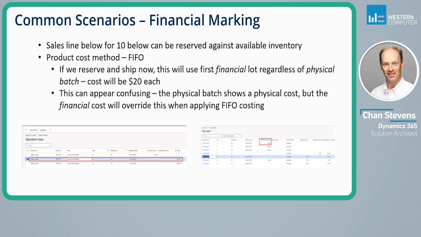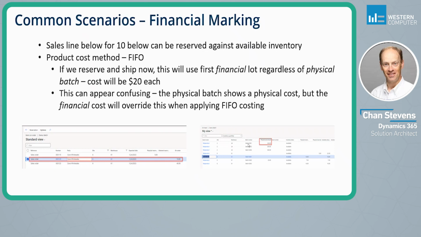So if you recall, I had 3 different costs on my receipts, one at $20, one at $30, and one at $50. So if I reserve and ship this second order right now, it's going to go against the first 10 pieces out of inventory, and the FIFO cost enforced against the product is going to be that first unit cost of $10 each.